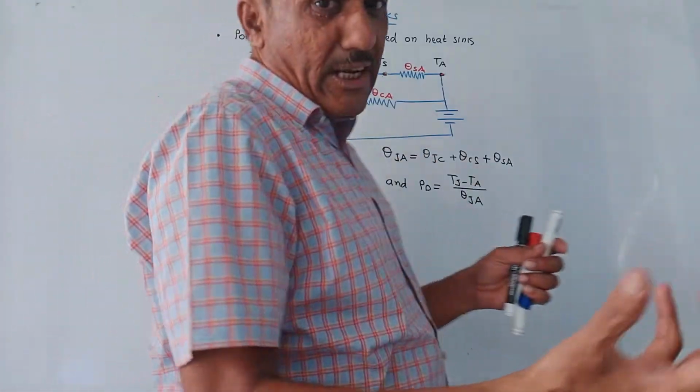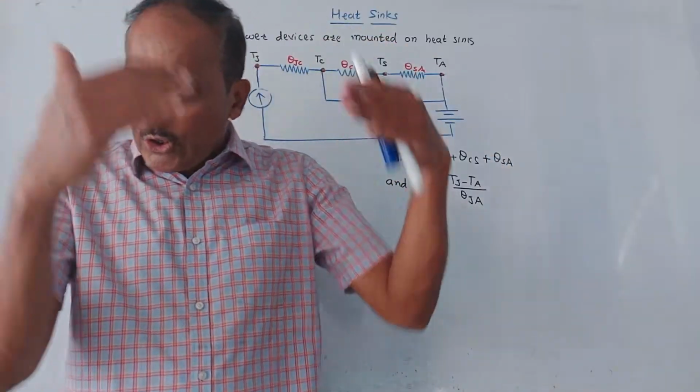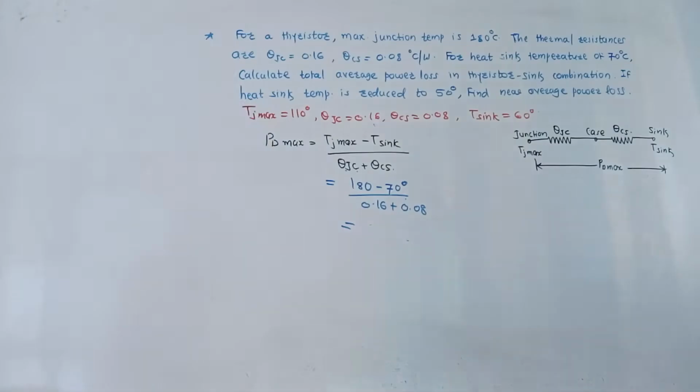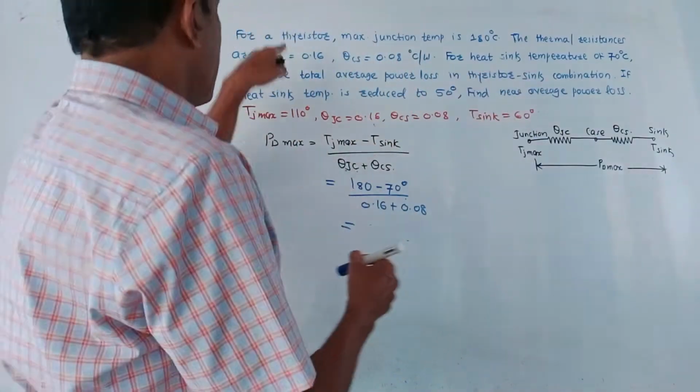Certain cooling techniques are also used. If you are using cooling techniques, then it will help us to reduce the effective area of the heat sink. Now let us discuss how to solve numericals related to heat sink designing.